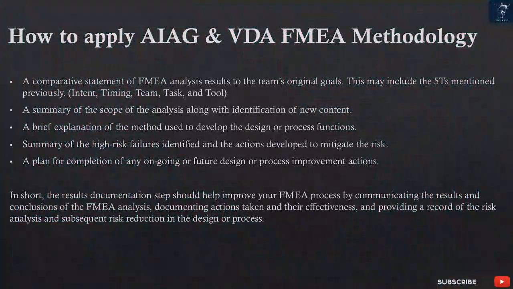A comparative statement of FMEA analysis results to the team's original goals. This may include the 5 T's mentioned previously: intent, timing, team, task, and tool. A summary of the scope of the analysis along with identification of new content. A brief explanation of the method used to develop the design or process functions. Summary of the high-risk failures identified and the actions developed to mitigate the risk. A plan for completion of any ongoing or future design or process improvement actions.